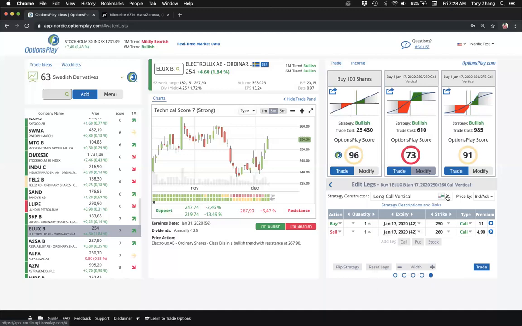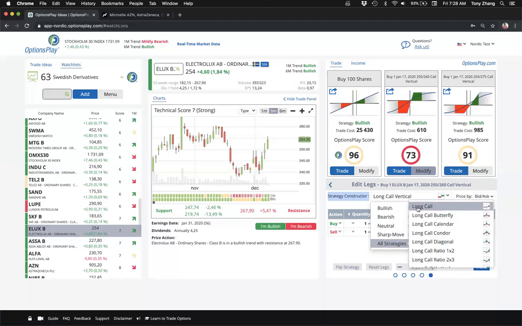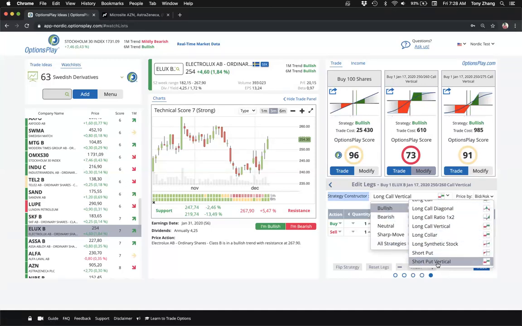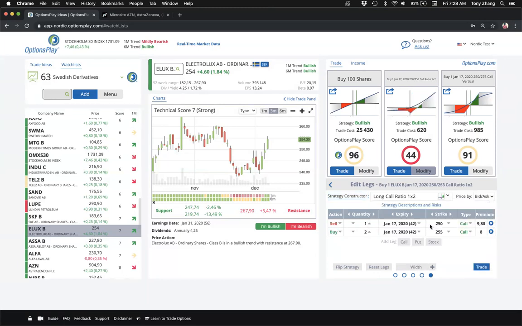But for those of you that are looking to trade specific strategies, we have what's called a strategy constructor. You can click on the strategy constructor. You can choose whether you're bullish, bearish, neutral, or sharp move, or you can look at all the available strategies, and you can construct more complex strategies. So if you want to sell a credit spread, trade a synthetic stock, or look at diagonals or ratios, these are all available to you by the click of a mouse. You can click on it and start modifying these strike prices to however you'd like and see how they perform.